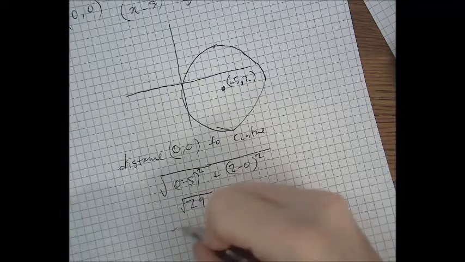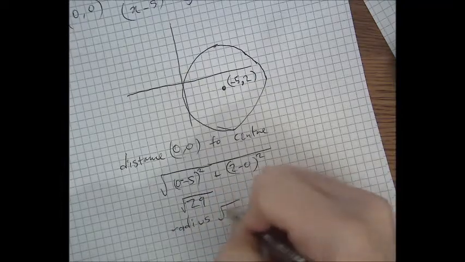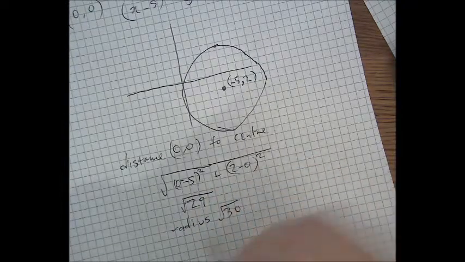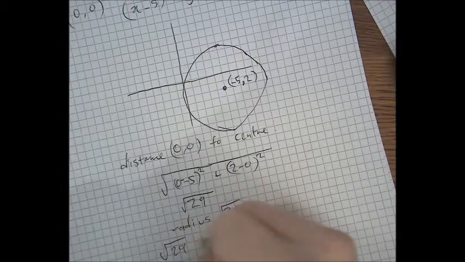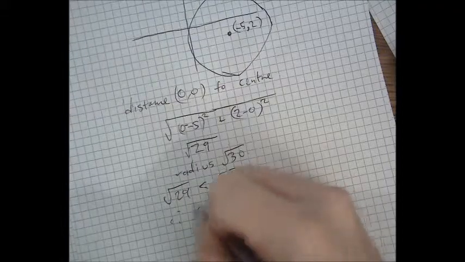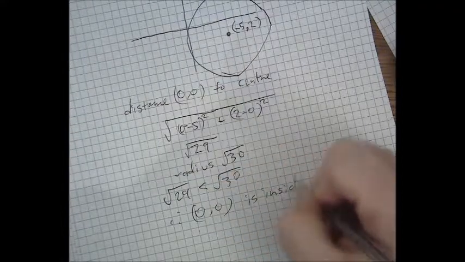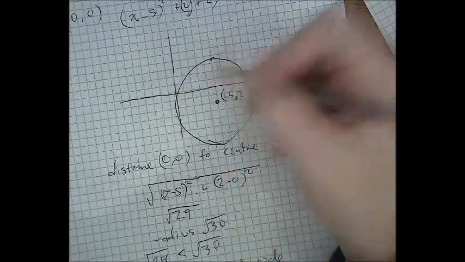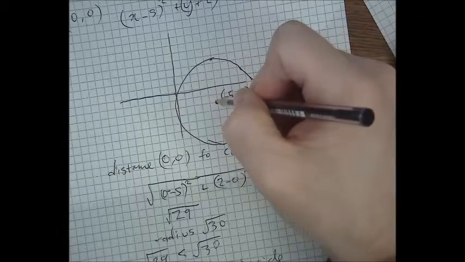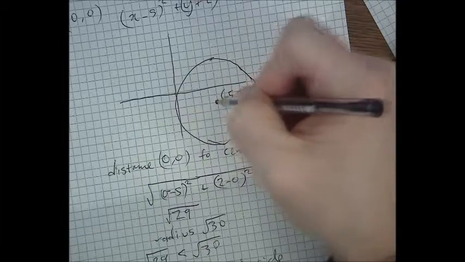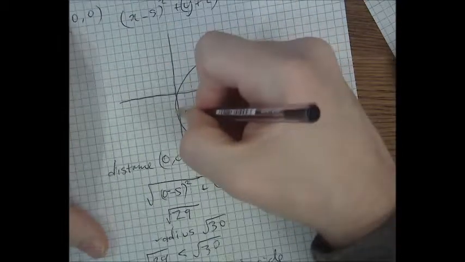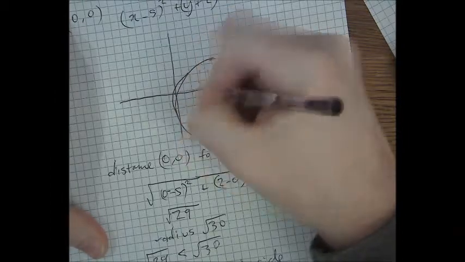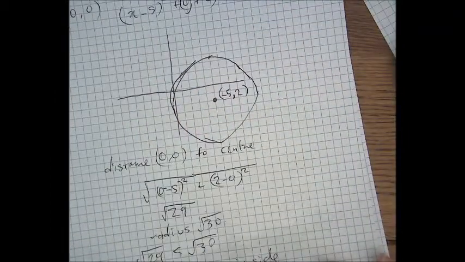And the radius is the square root of 30. So therefore it must be inside. You just say square root of 29 is less than square root of 30. Therefore 0, 0 is inside the circle. Because what I'm saying is that the journey from the center to 0, 0, is less than the length of the journey from the center to the radius. So in fact the accurate diagram would have gone a bit further around like that.